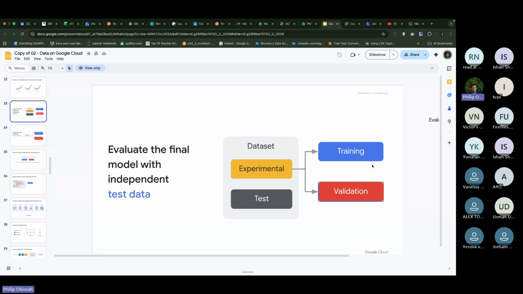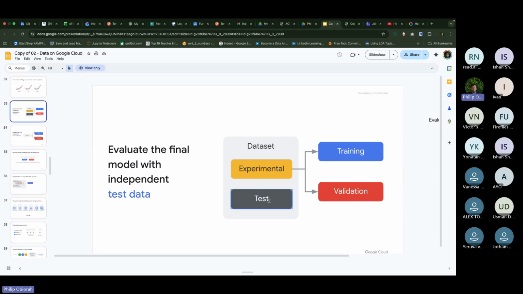So you use the training set so that the model will learn the parameters. Use the validation set to do what? To tune the hyperparameters. And then we use the test set for the final and unbiased evaluation. Now, the test set should and must be used only once. The test data must be independent and used only once.